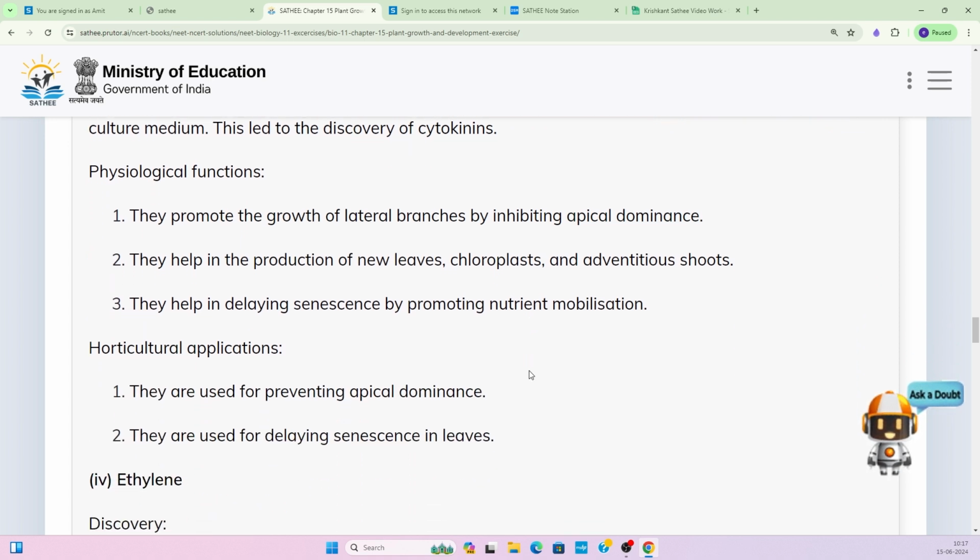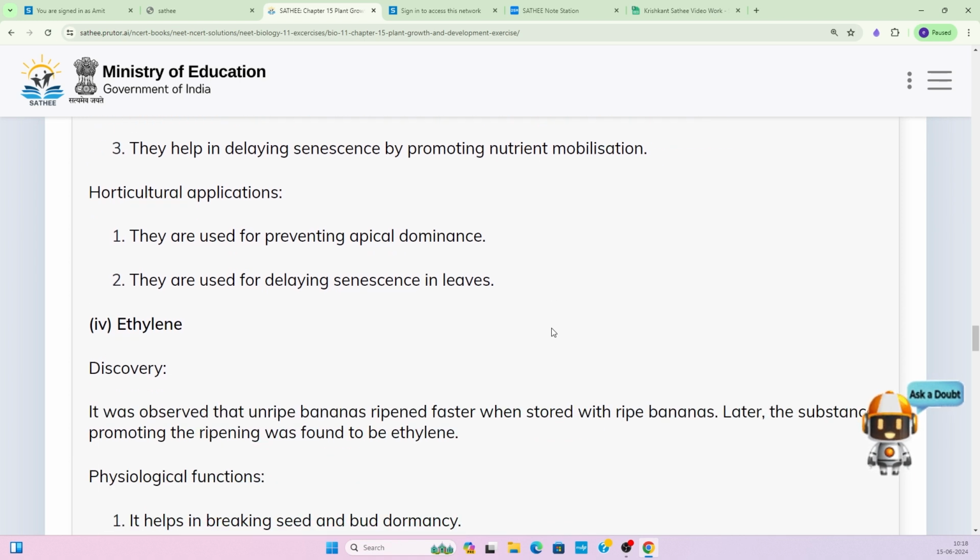Now, what are the physiological functions? They promote the growth of the lateral branches by inhibiting the apical dominance. They help in the production of new leaves, chloroplasts, and adventitious shoots also. They help in delaying senescence by promoting nutrient metabolism. And what are the horticulture applications? They are used for preventing apical dominance. Okay.